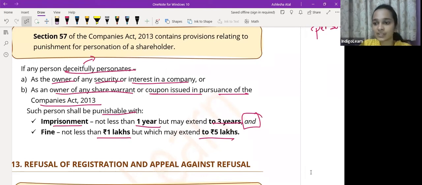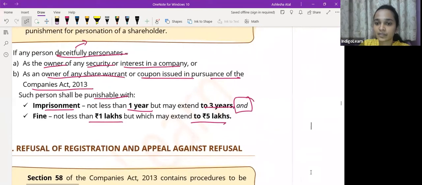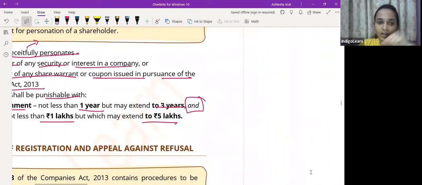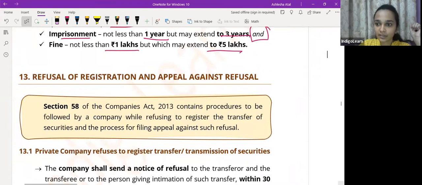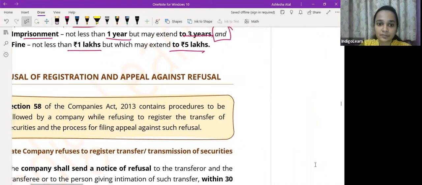So ये section generally they do not ask it individually in exam, but rather ये किसी और section के साथ mix करके club करके वैसे पूछ सकते हैं. Coupon means bonds या फिर interest. ठीक है. So let's start with section 58 and understand what section 58 talks of.